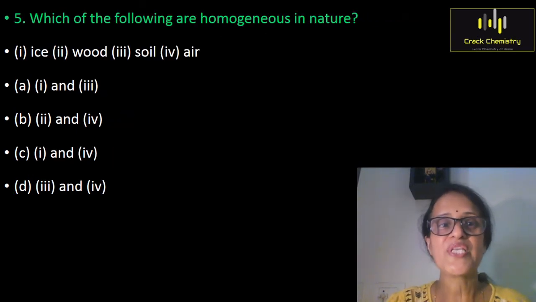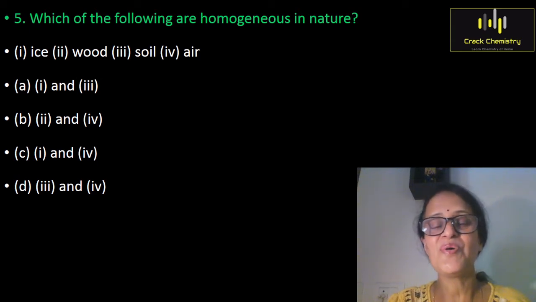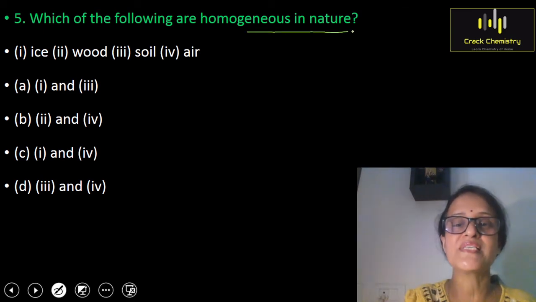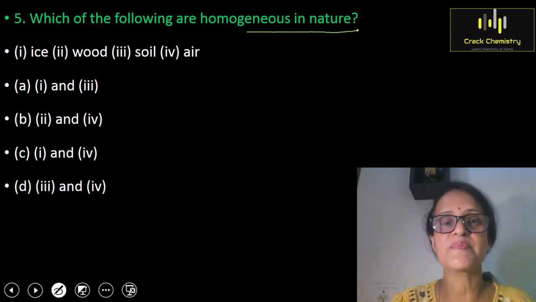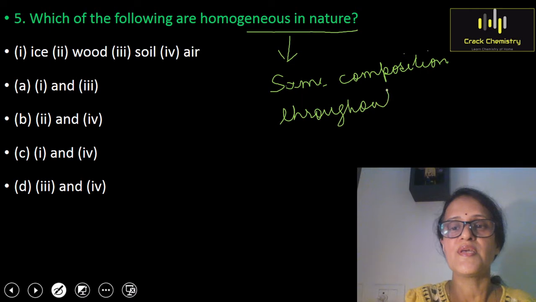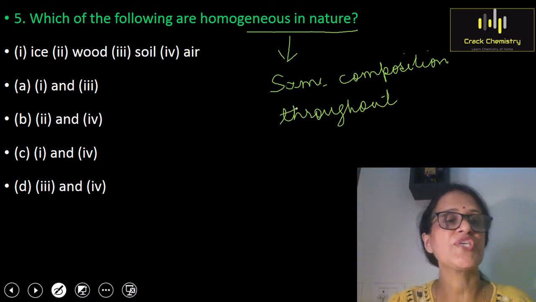Next question. Which of the following are homogeneous in nature? So what are homogeneous substances? Homogeneous substances are those substances which have the same composition throughout. We will consider each and every option.